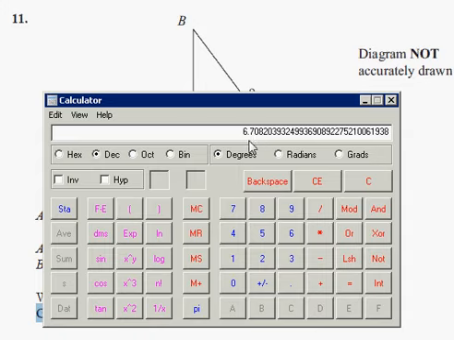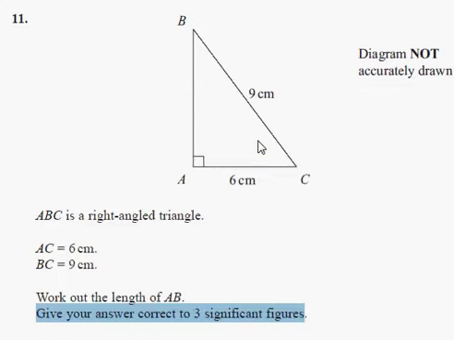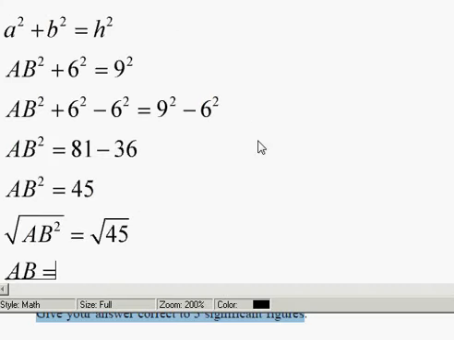So instead of it being 6.70, it's going to be 6.71, because 8 is greater than 5 and we're rounding up. So our final answer is AB equals 6.71, and in brackets I'm going to write down 3 significant figures, because it isn't exactly 6.71, but the length of AB is 6.71 to 3 significant figures.